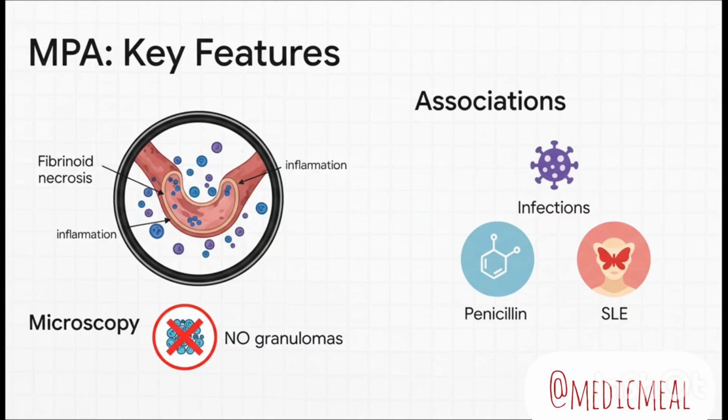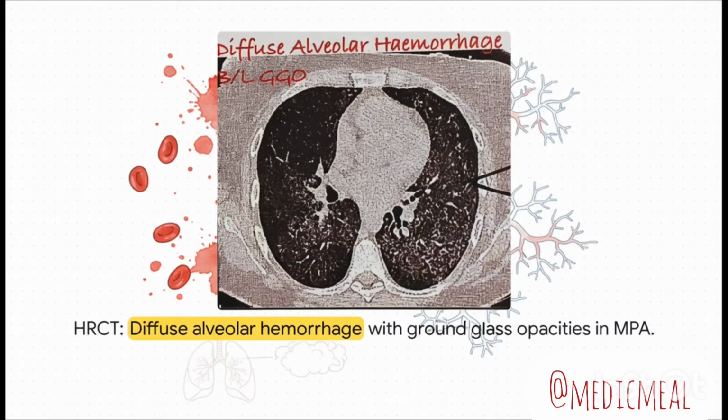As for what causes it, well, it can be triggered by infections, drugs like penicillin, or it can pop up in patients who already have other autoimmune diseases like lupus. Check out this high-res CT scan of the chest. This is what the lung involvement in MPA looks like. See all those hazy, whitish areas? We call those ground glass opacities. And they basically mean there's diffuse bleeding happening down in the tiny air sacs of the lungs.